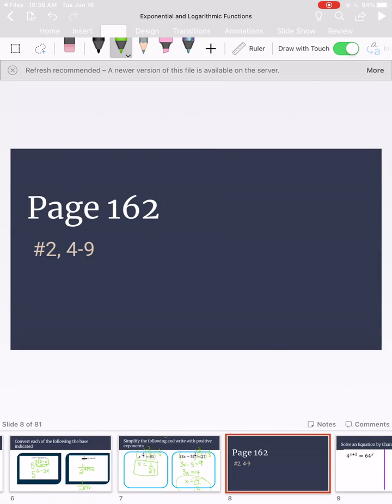All right, that's it. These are great questions to practice, and just really make sure that you know those exponent laws. It's going to be hard for you to move forward in the unit if you don't know those exponent laws like the back of your hand. So make sure you have a really good grasp on them.